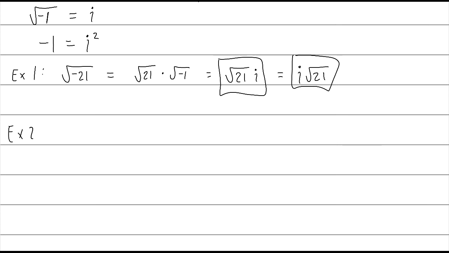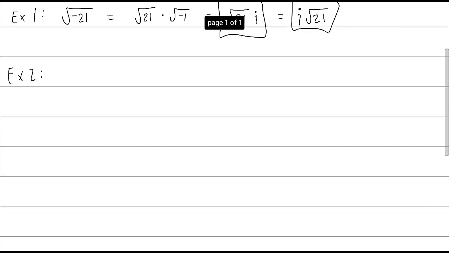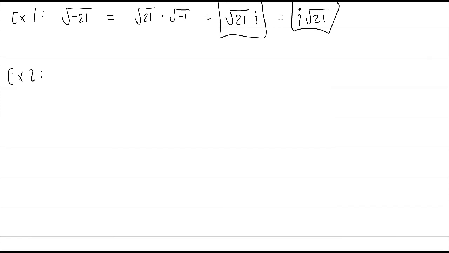Example 2. We have the square root of negative 100. Let's split this up again: the square root of 100 times the square root of negative 1. I happen to know the square root of 100 is 10, and the square root of negative 1 is i, so this is actually 10i.